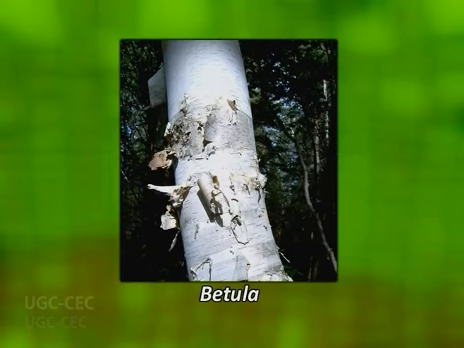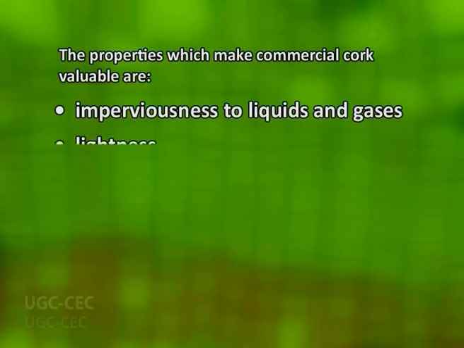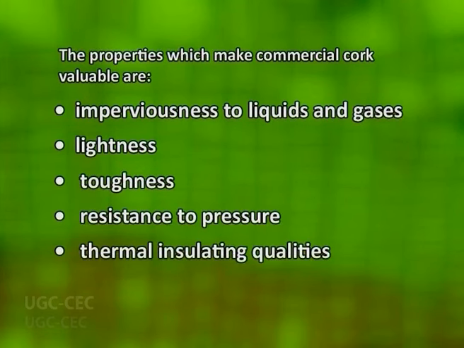The thin top sheets of cork from the canoe birch, that is Betula papyrifera and related species, were important in the North American Indian civilization but are little used today. The properties which make commercial cork valuable are its imperviousness to liquids and gases, its lightness, toughness, resistance to pressure, thermal insulating qualities, and elasticity.